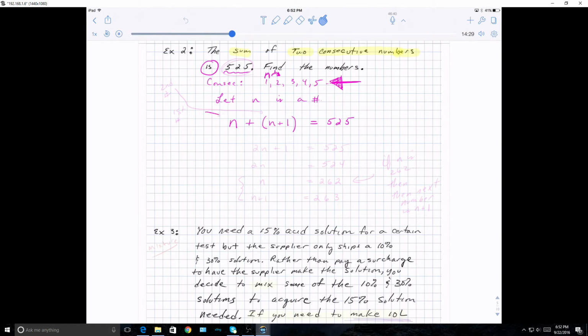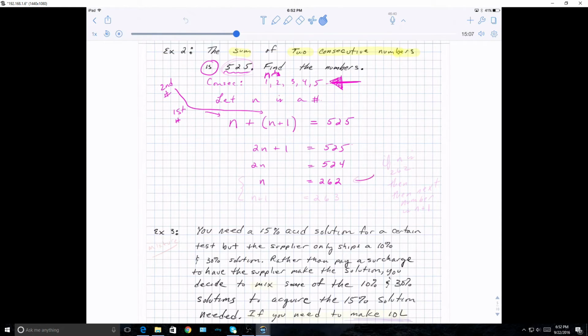So what we're saying here is that this is the first number, and that this right here is the second number in the sequence. So now all we have to do is combine, and this looks like it's going to be easy. It's 2n plus 1 is equal to 525, which means that 2n is equal to 524, which means that n is equal to 262, it looks like.